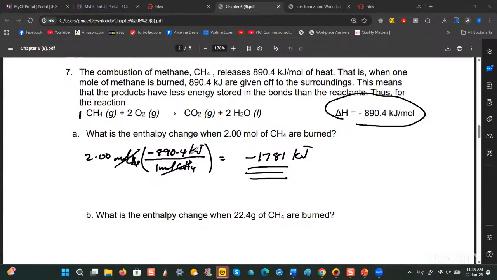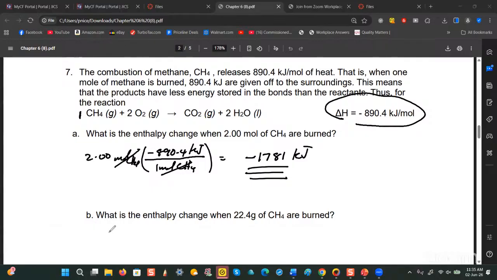Okay, so if you understand A, how would you approach B? Because in the case of B, they did not give you the moles of methane, they gave you the mass in grams of methane, right? So let me hear your suggestions as to how you would tackle the B part. Yes, sir. Would you convert the mass into moles?